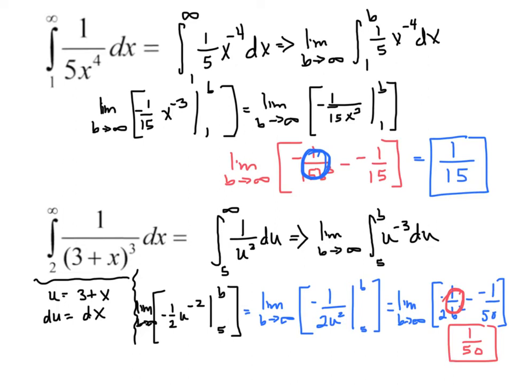If you wanted to go back and at this point rewrite it with 3 plus x, then remember you would go back to your bounds in terms of x. So if you wrote it as 2 times 3 plus x squared in the denominator, your bounds would be infinity, or b, and 2. All right, one more example.